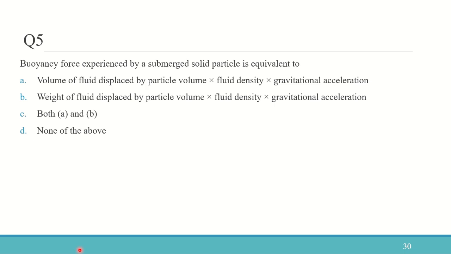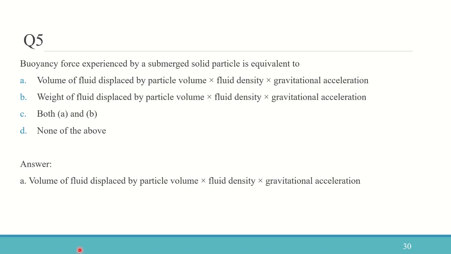So buoyancy force, we have seen in previous things itself how it is calculated. It is nothing but the volume of the fluid displaced by the particle volume into fluid density into gravitational acceleration. Option A is the right answer. Volume of fluid displaced by the particle volume into fluid density into gravitational acceleration.